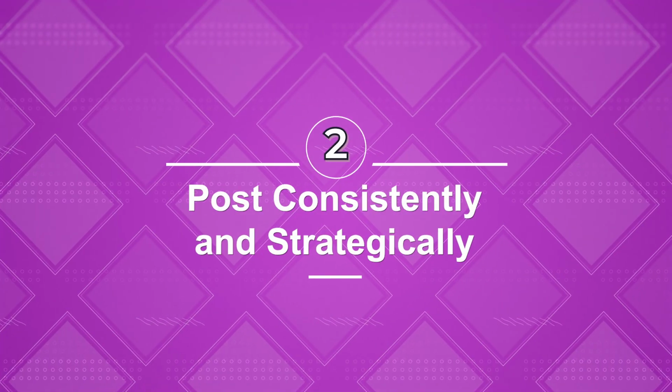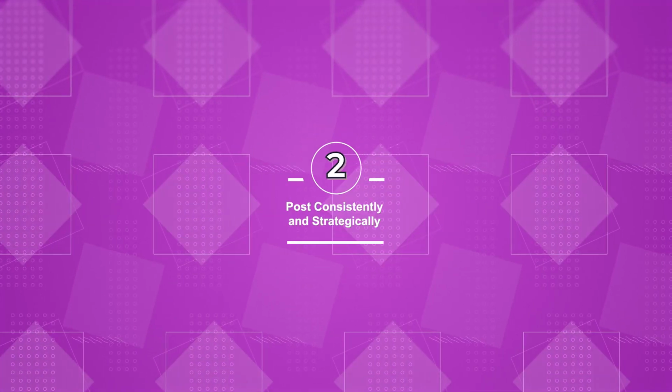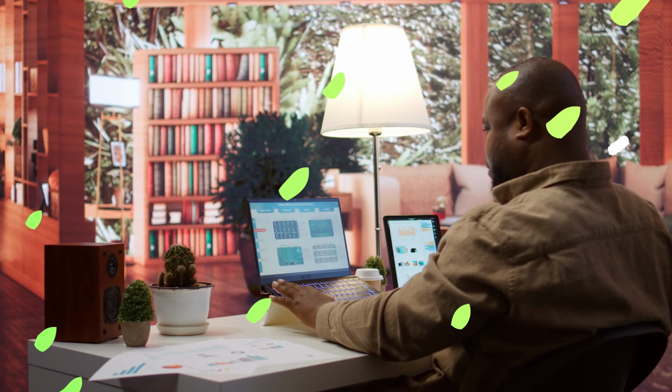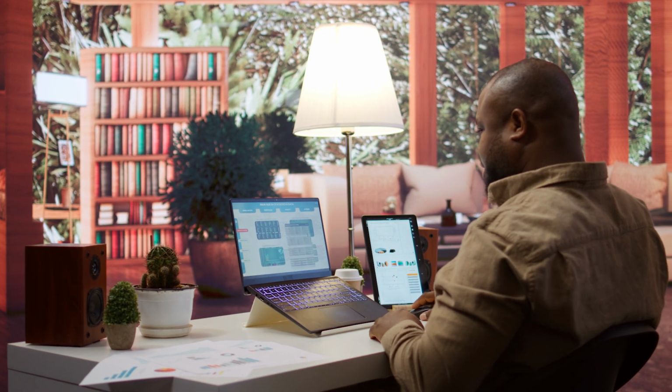Way 2, post consistently and strategically. Next, post consistently and strategically to keep your content visible on the feed. Experiment with different times of the day and the days of the week to determine when your audience is most active and engaged, and you can schedule your posts accordingly. Use insight and analytics to track the performance of your content and refine your posting strategy over time.